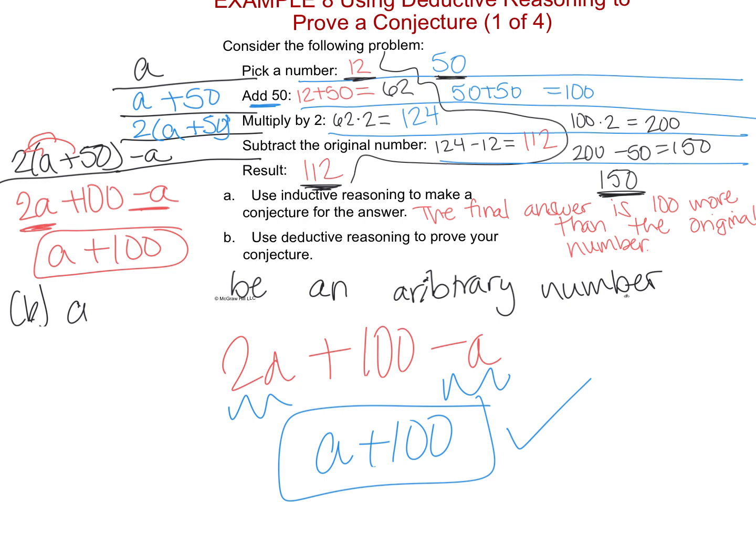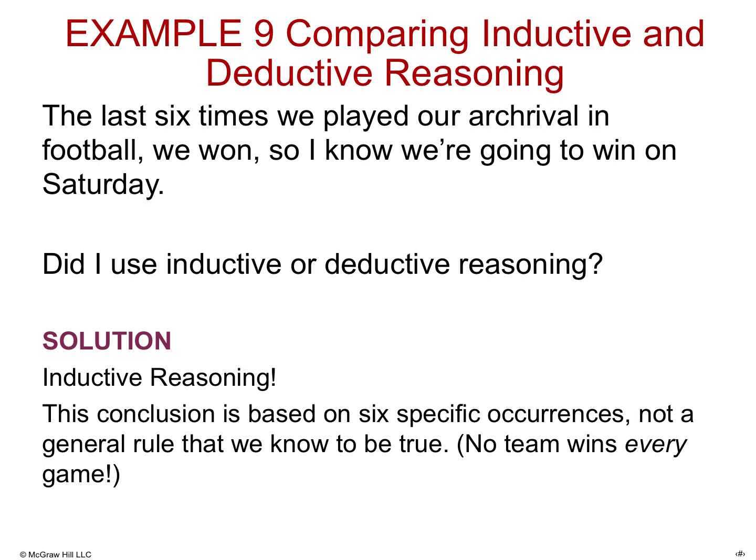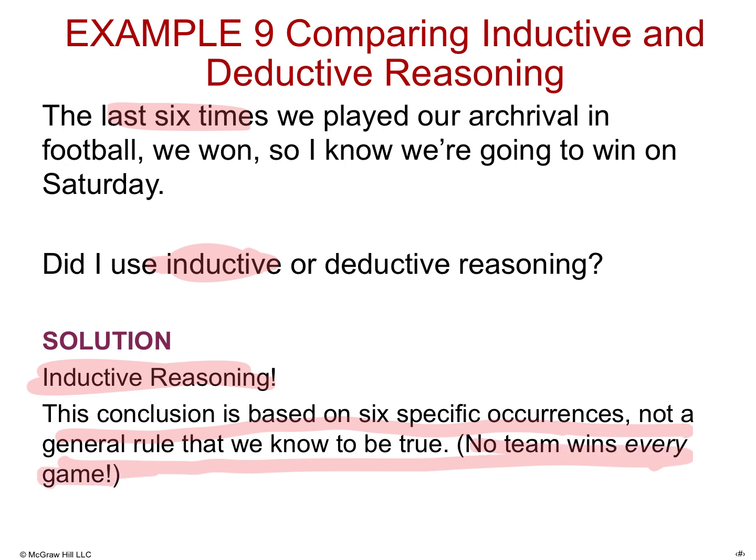All right, so those are kind of fun, right? Next, we have comparing inductive to deductive and determining which one it is. So it says the last 6 times we played our arch rival in football, we won. So I know we're going to win on Saturday. Did I use inductive or deductive reasoning? Since they're talking about specific examples, it's definitely going to be inductive. This conclusion is based on 6 specific occurrences, not a general rule that we know to be true. No team wins every game.